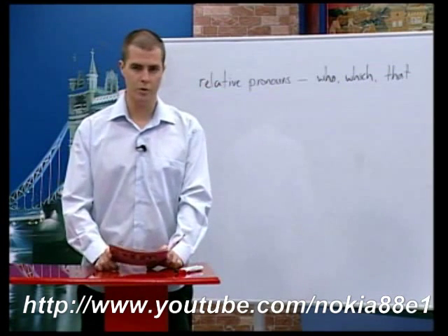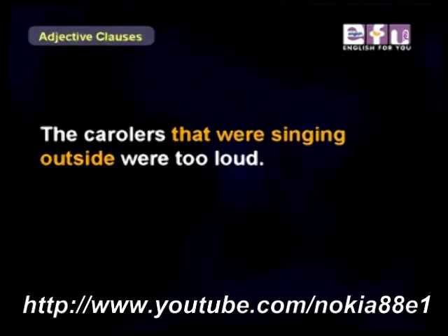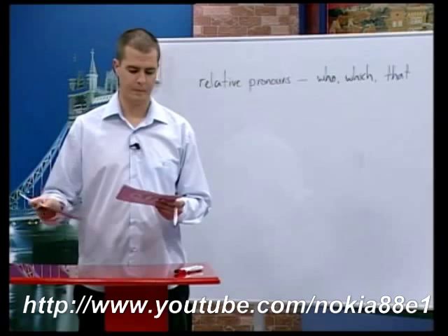The man is who. And in the fourth sentence, that were singing outside is the adjective clause, introduced by the relative pronoun that, and it modifies the noun carolers. The noun carolers and that are the same thing.